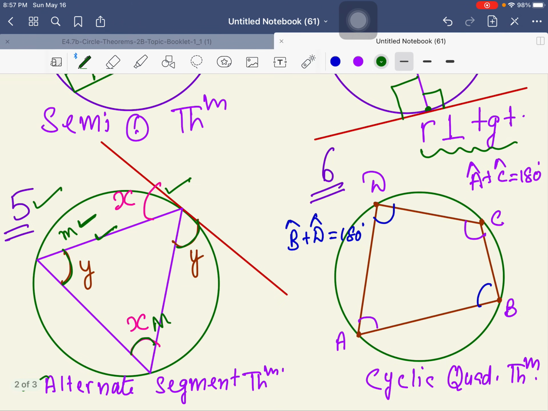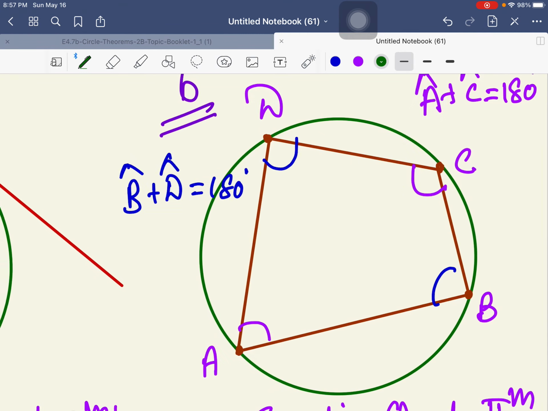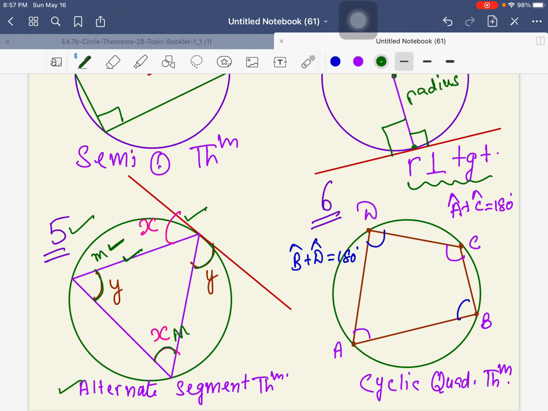Number 6. If any quadrilateral has all 4 vertices on the circle, in this case ABCD, that quadrilateral is called a cyclic quadrilateral. Now the theorem states that opposite angles of a cyclic quadrilateral are supplementary, meaning they add up to 180. Here A and C are opposite angles of this cyclic quadrilateral. They will add up to 180. Likewise, B and D.